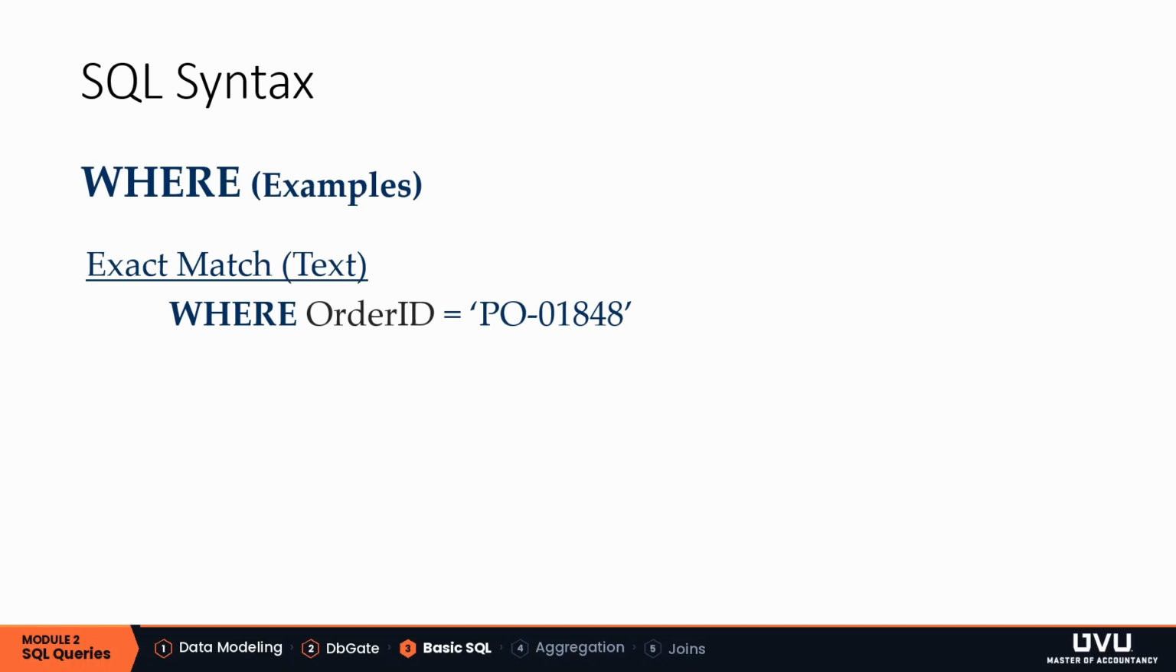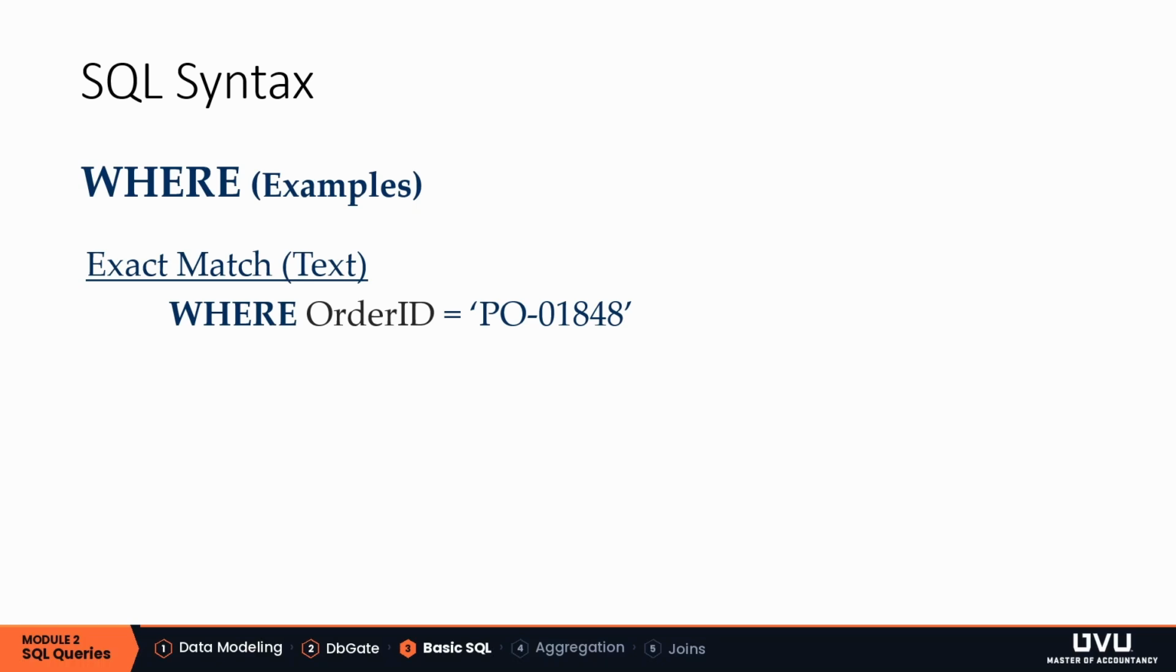For example, for fields that are text data type, you would specify where the field name equals, and then in single quotes, type the exact text you want to match on. In this example, we appear to want to look at order information where the order ID field equals purchase order 1848. Of course, having typed that exactly as what you see there in those single quotes.